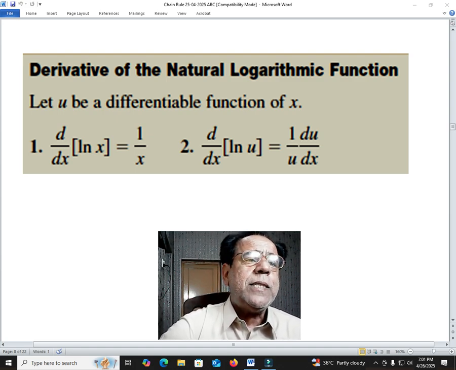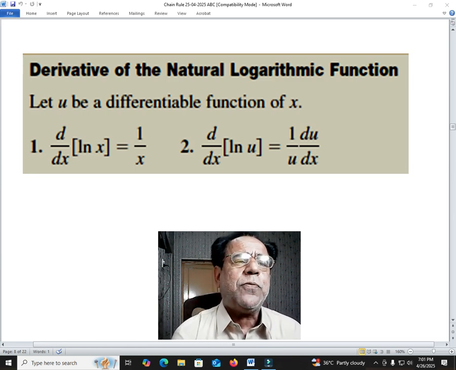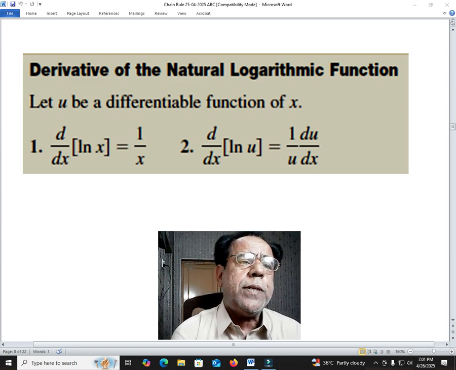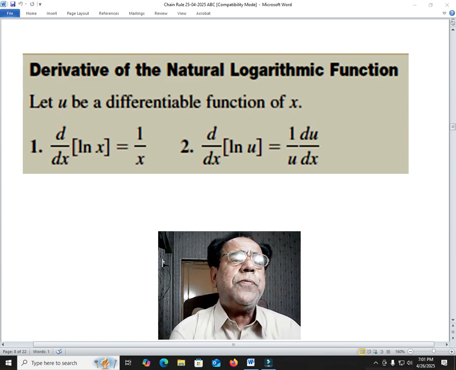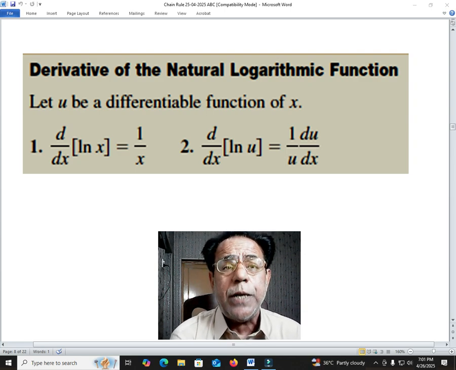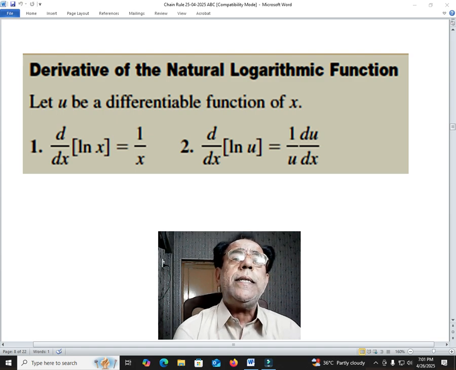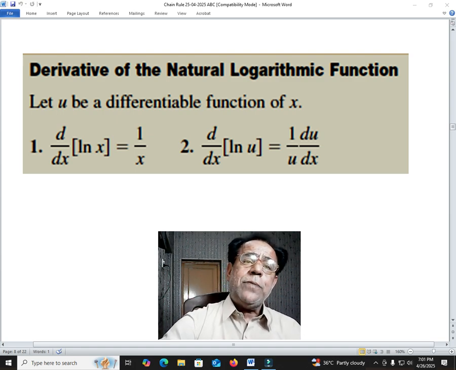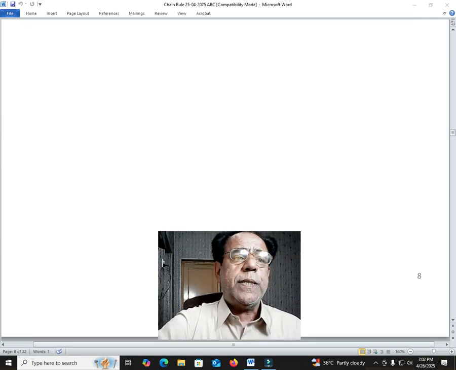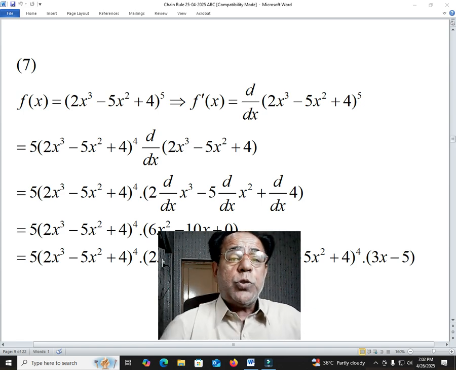Dear students, in formula number 1, the situation is quite clear, straightforward, that we are differentiating with respect to x and log is also in terms of x. So its derivative will be 1 over x. But in formula number 2, we are differentiating with respect to x, while log is a function of u. That is why d over dx log u will be equal to 1 over u du over dx. Now dear students, we are going to start our solution in a formal manner.